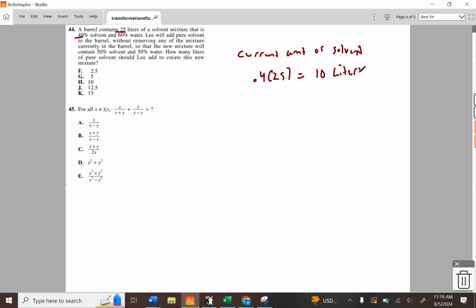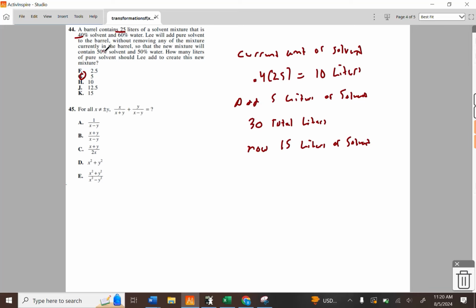Now the goal is that this new mixture is 50% solvent, 50% water. So let's just do some simple math here. Let's add 5. All right, let's go with this one, which I'm pretty sure is the answer. So I add 5 liters of solvent. I now have 30 total liters. Now, if I added 5 liters of solvent and I already had 10 liters, there is now 15 liters of solvent.